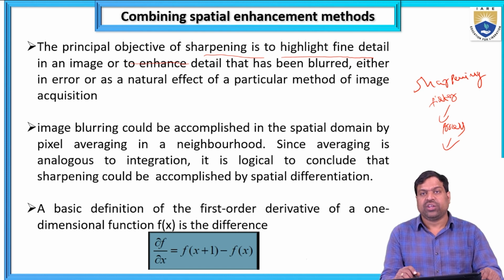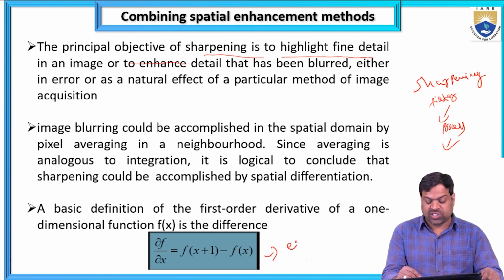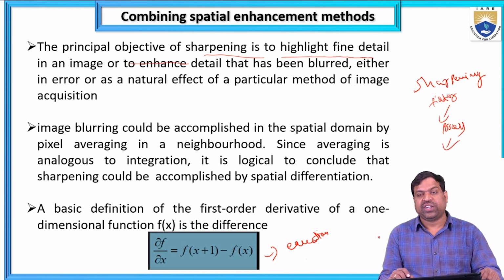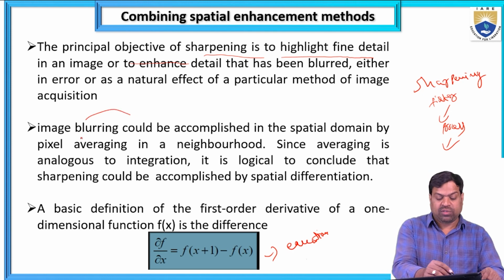So image blurring could be accomplished in the spatial domain by pixel averaging in a neighborhood. Since the averaging is analogous to integration, it is logical to conclude that sharpening could be accomplished by spatial differentiation. A basic definition of the first order derivative of a one-dimensional function is f of x. So what is the equation for the first order filter? ∂f/∂x equal to f of x plus 1 minus f of x. Okay, so it is completely for blurring.